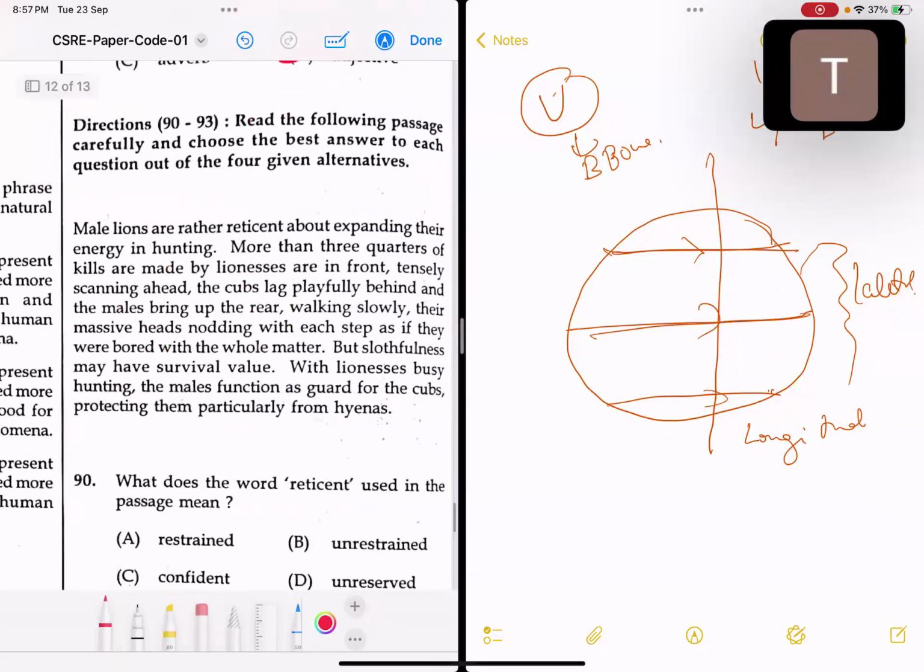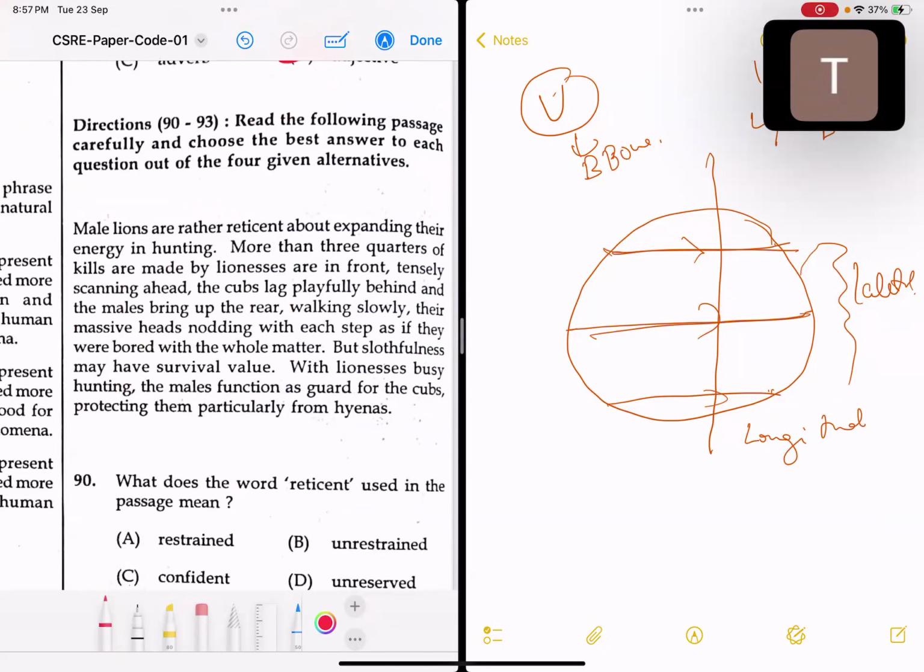Now let's come to the next passage. Here it talks about the behavior of male and female lions. It says that male lions are rather reticent about expending the energy in hunting, which means they are a bit hesitant to use the energy for hunting.